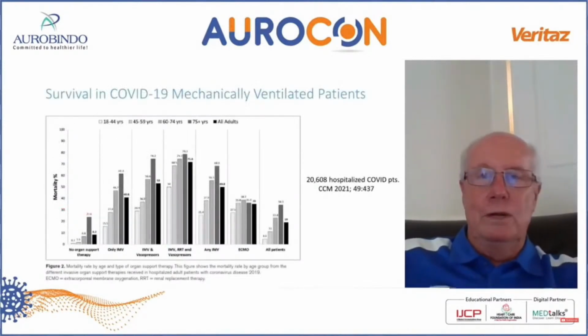This is a very nice review in Critical Care Medicine just published a few months ago, showing the effects of age and showing the effects of the need for mechanical ventilation, the need for mechanical ventilation and vasopressors, the need for all three, and the use of ECMO on mortality. As you can see, age does have an effect, and not surprisingly, the more organ failures you have, and the more needs for invasive support therapies, the more your mortality is increased. Next slide.